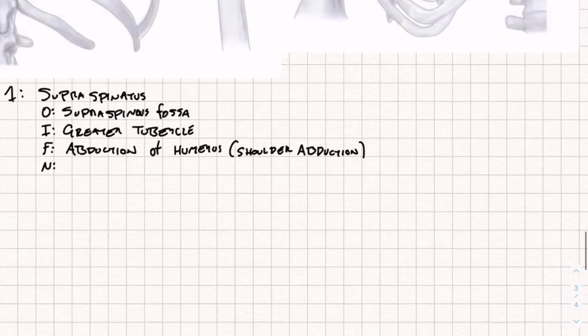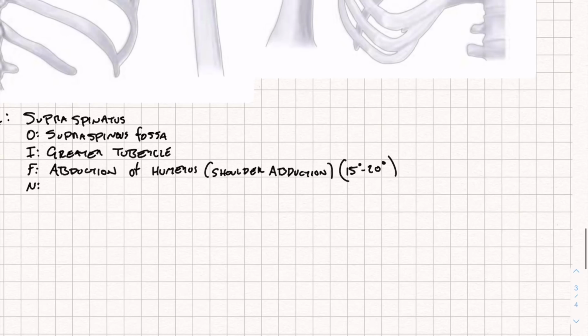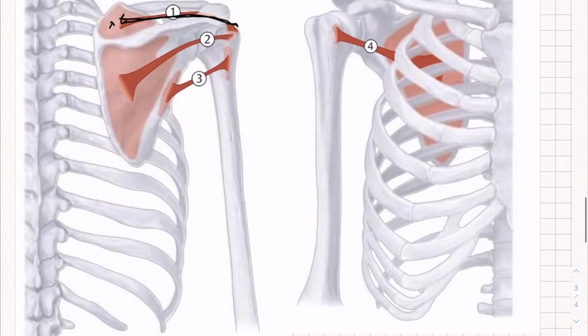So this is abduction of the humerus, but it's only the first 15 to 20 degrees. So this initiates that abduction, or taking your humerus away and kind of making a T shape. If you do both of your arms, kind of a T shape with your body. So that's shoulder abduction. The nerve that innervates this is called the suprascapular. So there's our supraspinatus, that number 1.